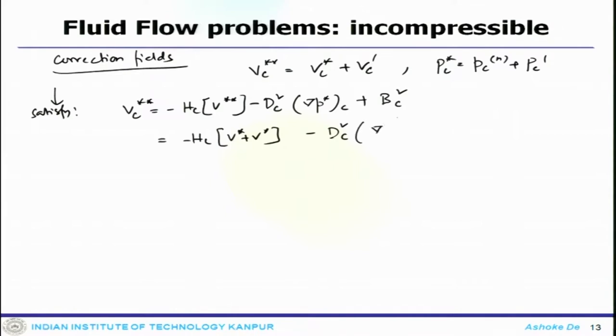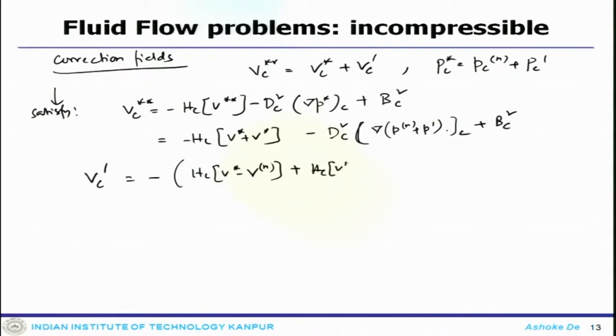delta P n plus P prime, which is C plus V C B. Now, this will lead to the expression relating the pressure and velocity field, like V C prime equals minus H C V star minus V n plus H C V prime minus D C V delta P C prime.